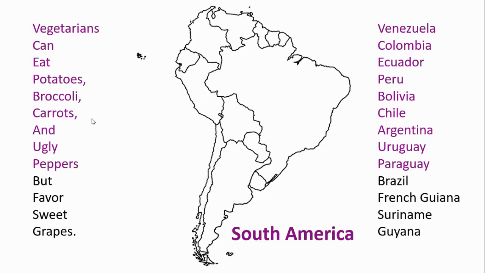Now, our mnemonic device to help us through this, we're going to start at the top, and then we're going to work counterclockwise around the edges of this continent to keep track of all of our information. Vegetarians can eat potatoes, broccoli, carrots, and ugly peppers, but favor sweet grapes. Now that but is very long and very big, because Brazil is very, very big. It helps us remember that we have to go all the way back up.